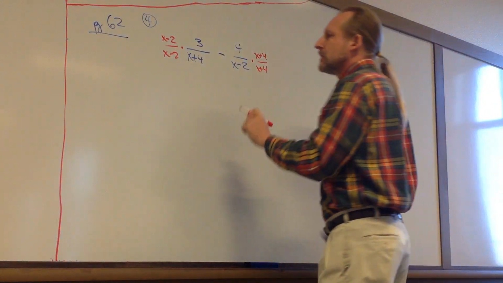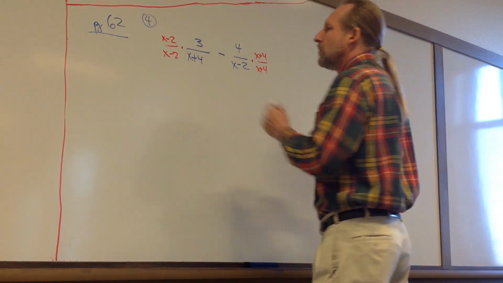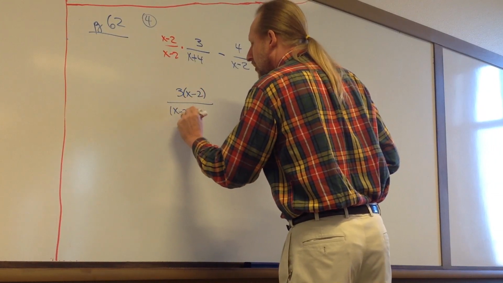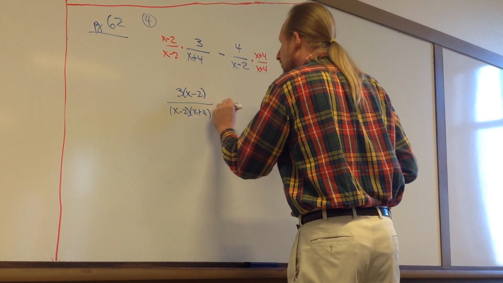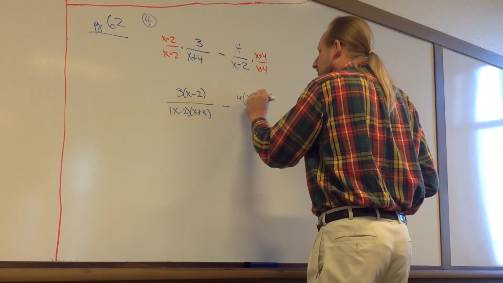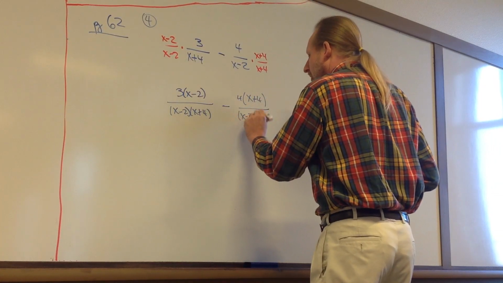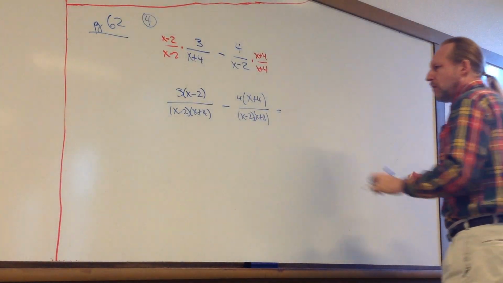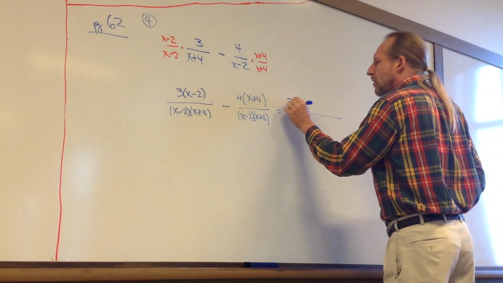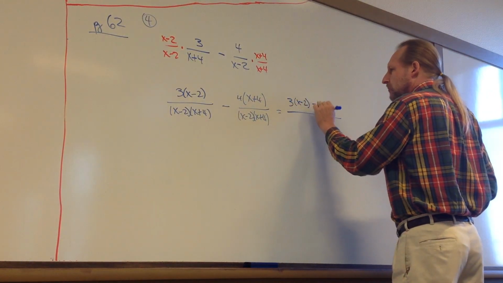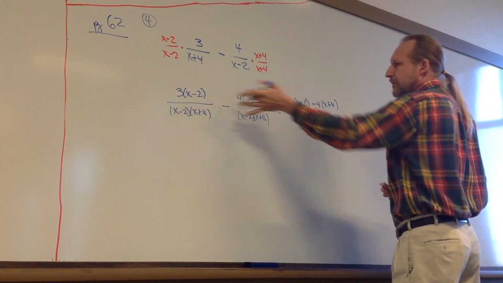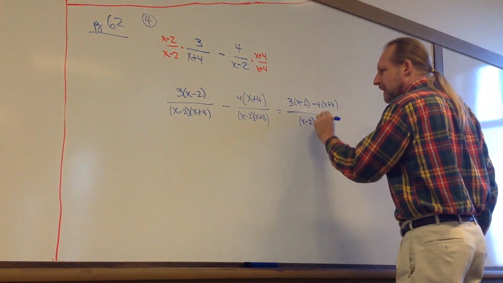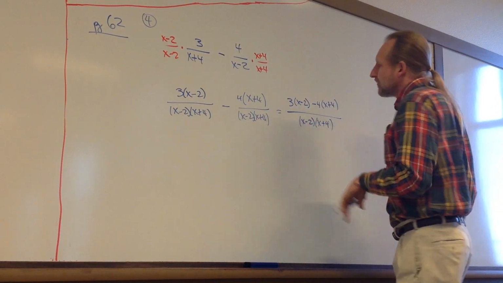Okay, so then as a result, what do we get? We get 3 times x minus 2 over x minus 2 times x plus 4, minus 4 times x plus 4 over that same common denominator. Okay, so now we can write this just as one fraction with the tops, or numerators, being subtracted, and then we have our common denominator, x minus 2 times x plus 4.